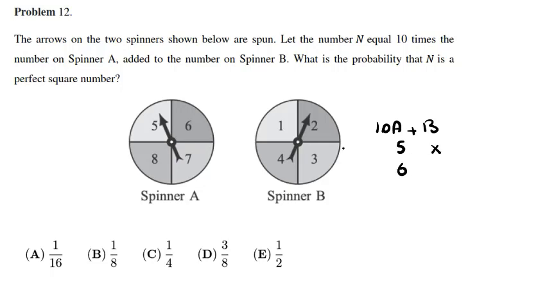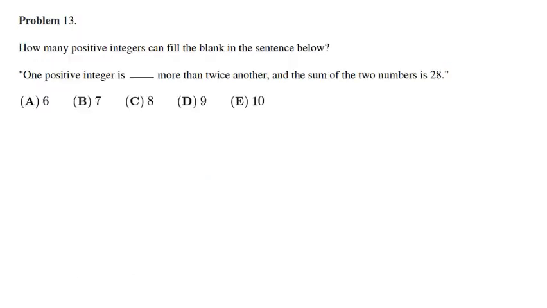If it is 6, only 64 is good. If it is 7, we don't have any good numbers. If it is 8, we have only one that is good. So we have only 2 good cases over all cases. 4 times 4. And if we divide by 2, it will be 1 over 8. So the answer is B.